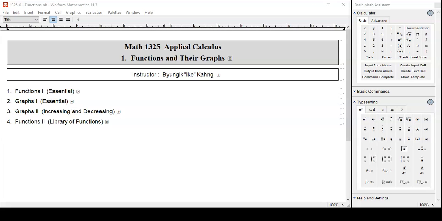Hello students, welcome back. We're done with the essentials, sections 1 and 2. Now let's go to section 3, and as I told you before, it's okay to skip sections 3 and 4 or any part of those.